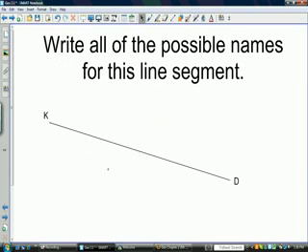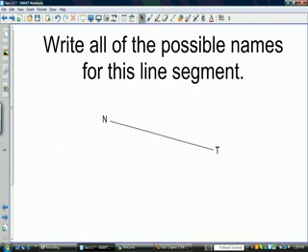Now, if we want to write all the possible names for this line segment, we have KD, and we have DK. Those are the only 2 names we have then. And if we want to write all the possible names for this segment, we have NT or TN.